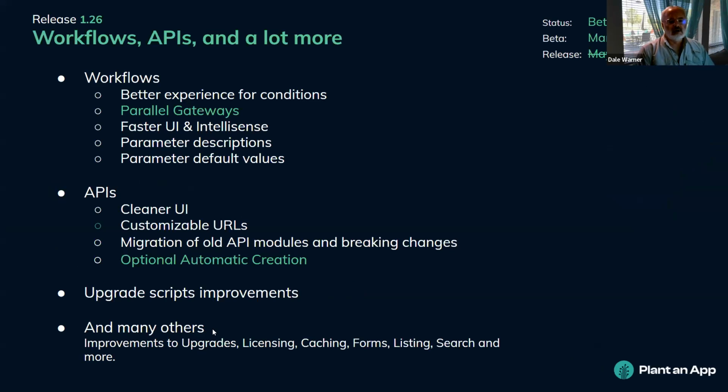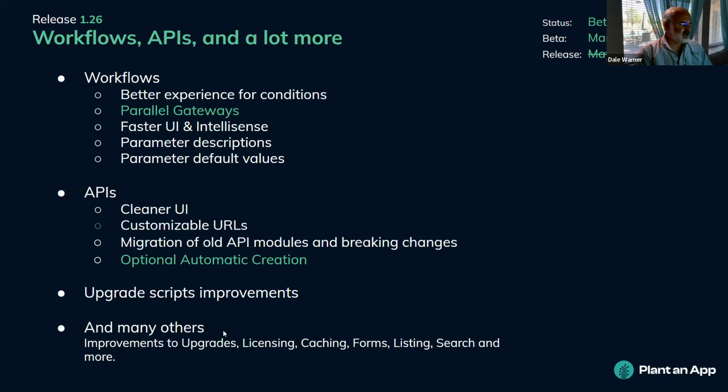We are soon to release our next version of Plant an App. We are currently on version 1.25. We are releasing 1.26, and the current official release date is soon. We've been talking over these last several episodes about the new features that are going to be in there, and I'm going to call attention today to two. In workflows, there is this new feature, parallel gateways, and we'll be covering that in depth.